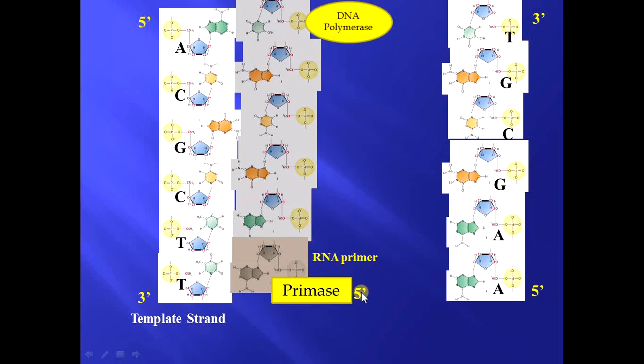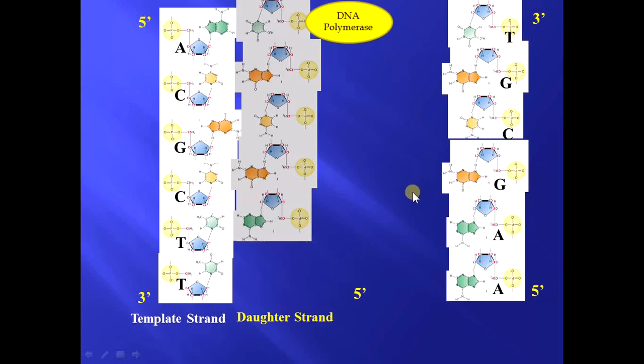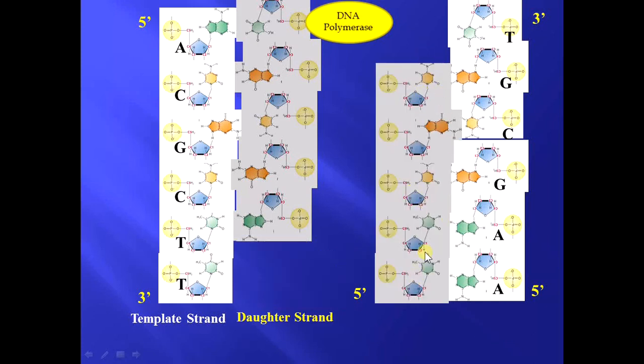And the same thing would be happening on this strand, just in the opposite direction. So we would have a primase starting up here, and we'd form a new strand here. And you can see that the primer disappeared now. As I said, it was temporary. So in the end, the template strand in white was the original strand, and the daughter strand in gray is the new strand.